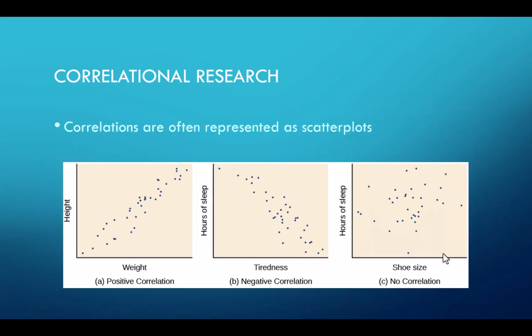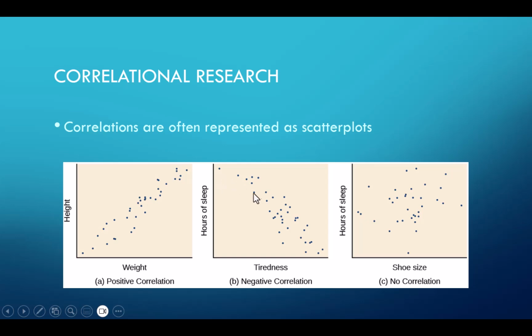Correlations are represented as scatter plots very often. And so here's showing you another positive correlation, negative correlation, and then of course no correlation. So here, as height increases, weight also increases. So as one variable increases, the other increases. And you see this trend for the scatter plot to go up to the right.